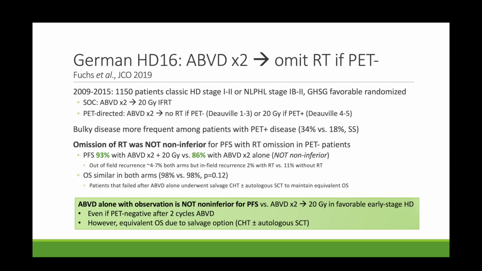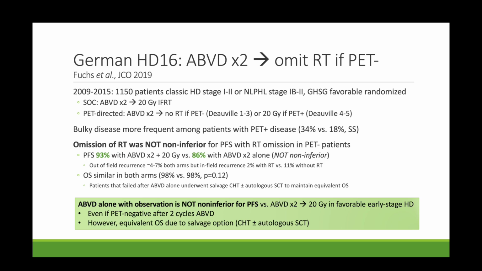So for favorable early stage Hodgkin disease, if they do get 2 cycles of ABVD and then have a complete clinical response on PET scan, we still need to give them 20 gray adjuvantly to maintain that progression-free survival. However, note that the overall survival was very similar in both arms. And because there's a good salvage option of chemotherapy, plus or minus autologous stem cell transplant, we do maintain that overall survival between the 2 groups.